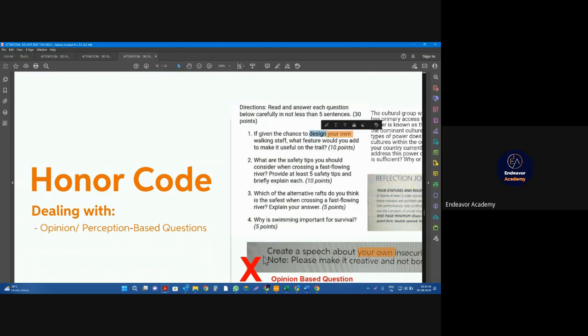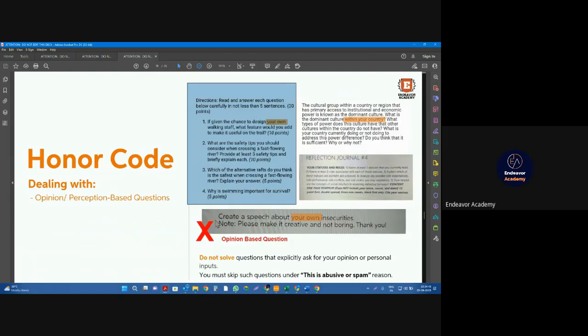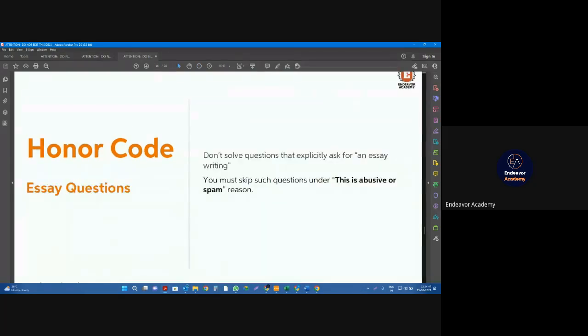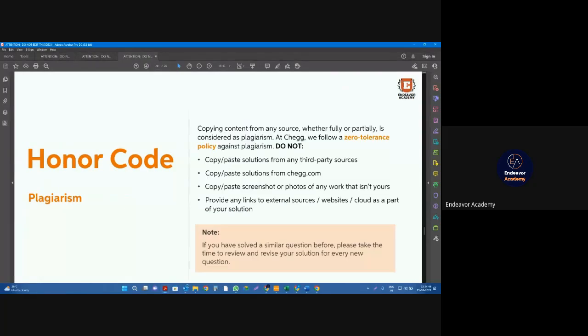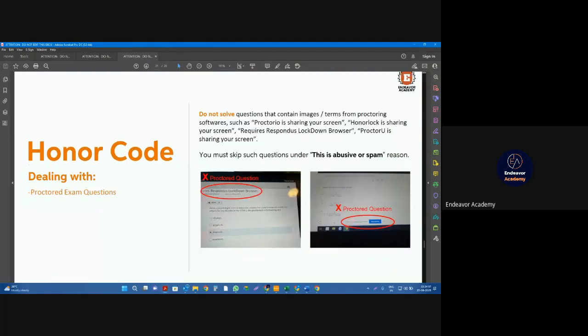These can be either 30 points, 30 marks, or 20 percent, or anything. If it represents that this question has this kind of weightage, then we can't solve it. Essay type questions we can't solve on this portal, and we can't do any plagiarized solutions or post any plagiarized content on this portal. And proctored exam questions we also can't solve.